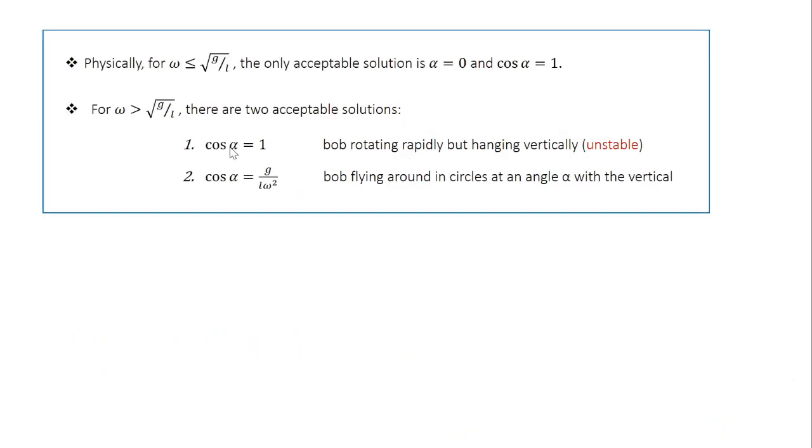Now what's the meaning of cos alpha equal to 1? Here alpha equal to 0. So the bob is rotating rapidly but hanging vertically. This is a very unstable situation. So even if I have the slightest perturbation in the system, this is going to break down the motion completely. So I don't prefer this. On the other hand, what's the meaning of the second solution? The bob is flying around in a circle at an angle alpha with respect to the vertical. This is a more stable condition. So physically, this is the solution I am going to prefer.